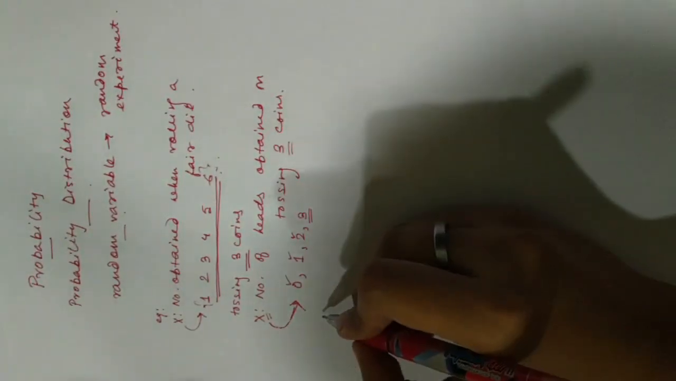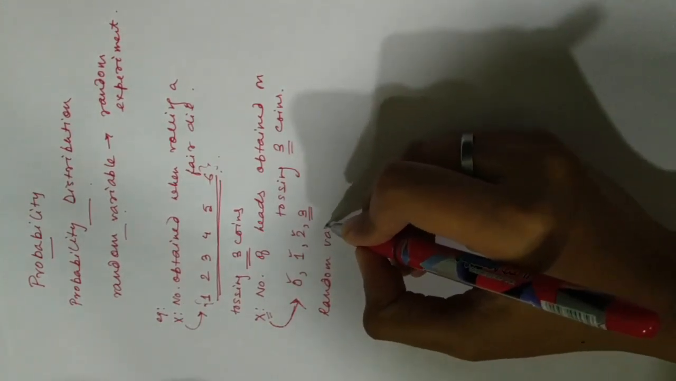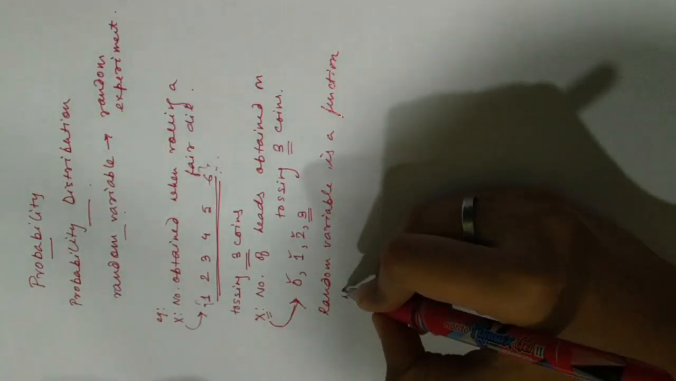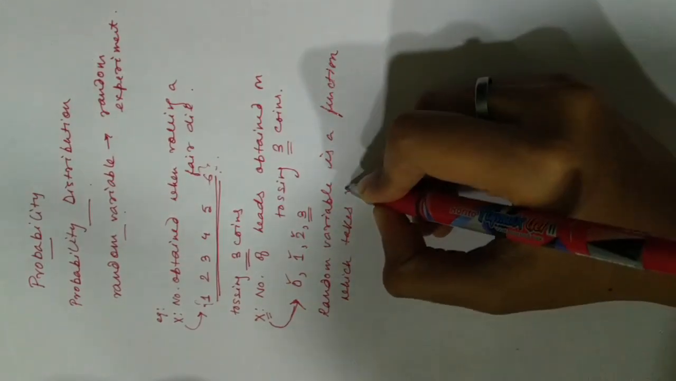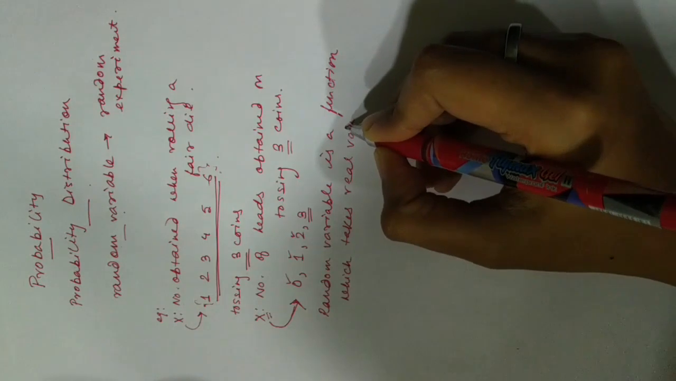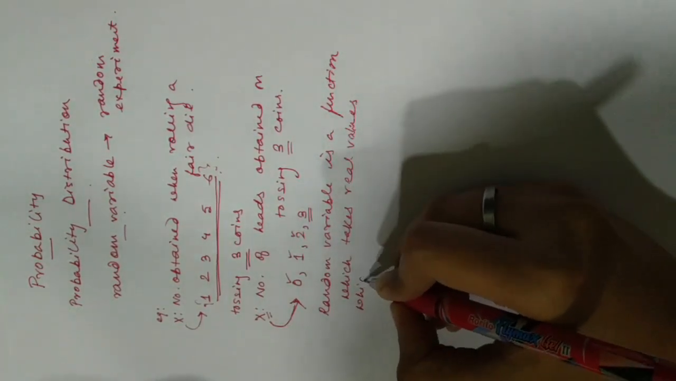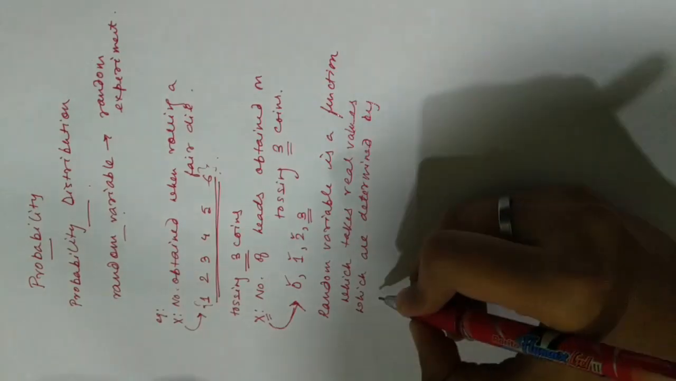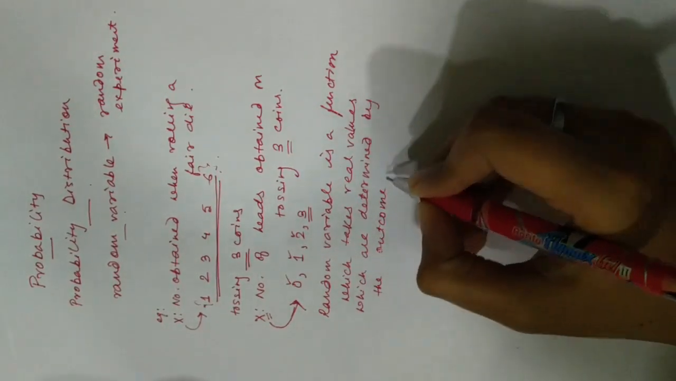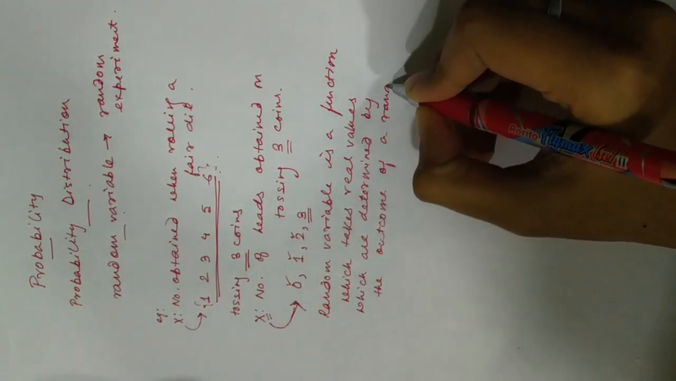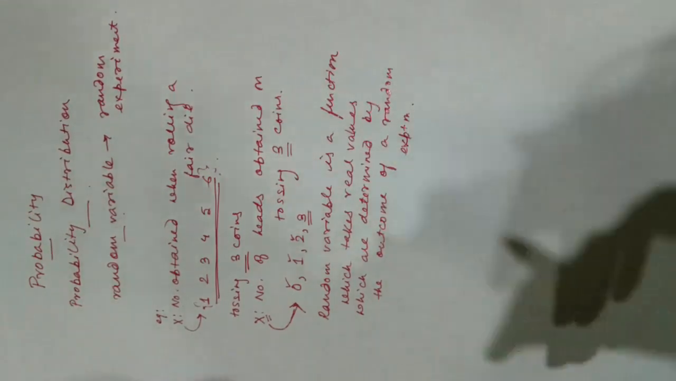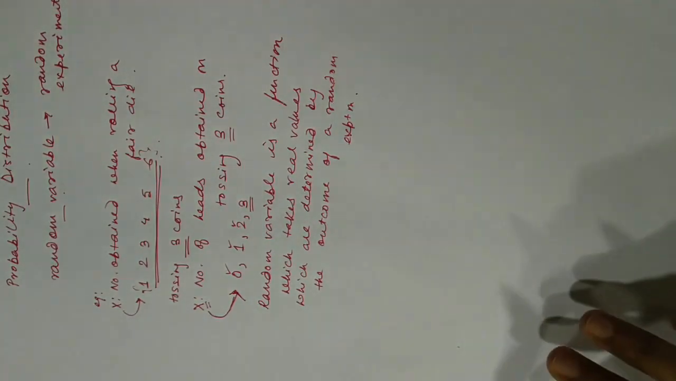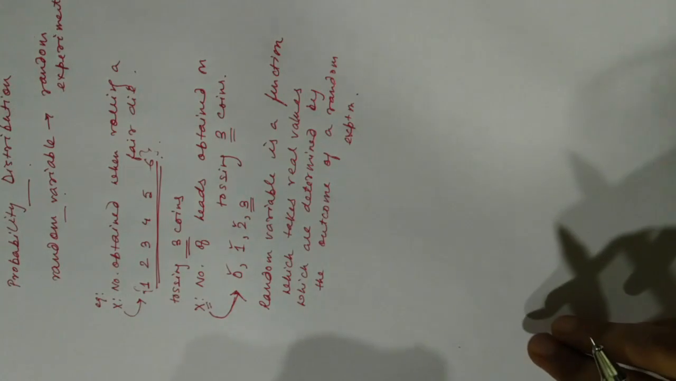So it can be said that a random variable is a function which takes real values which are determined by the outcome of a random experiment. So now we know what a random variable is and the concept of associating a real number, that is the value the random variables can take.